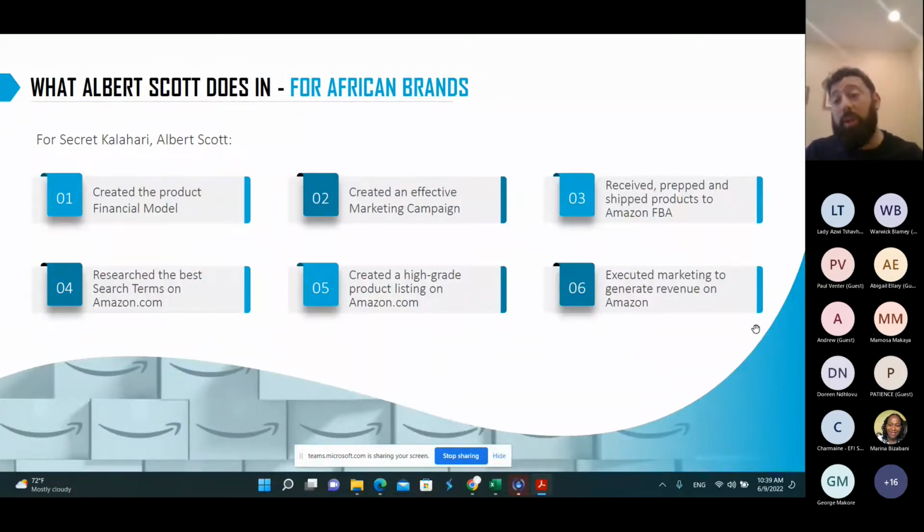The third is, of course, we need to receive products and prepare for Amazon fulfillment centers. Amazon fulfillment centers accept the product and then ship it once the orders are placed on Amazon. But you do have some regulation for what Amazon accepts in their fulfillment centers. So we have warehouses out in the United States which accept the goods, prepare them for Amazon, and deliver them to Amazon fulfillment centers. The fourth step is to research the best terms on Amazon, which means when you create your product pages, you have to understand exactly how people are going to get there.